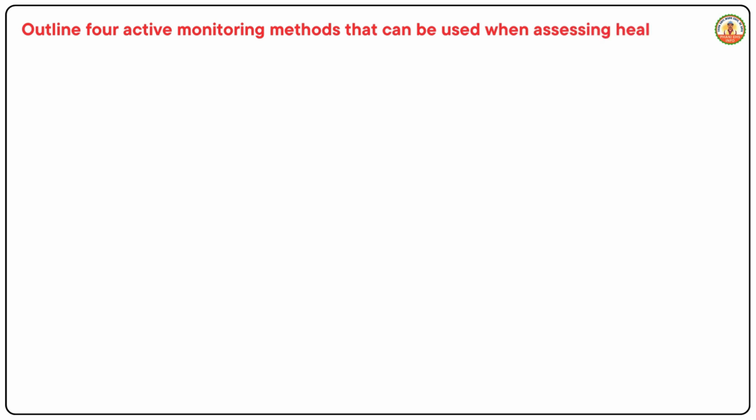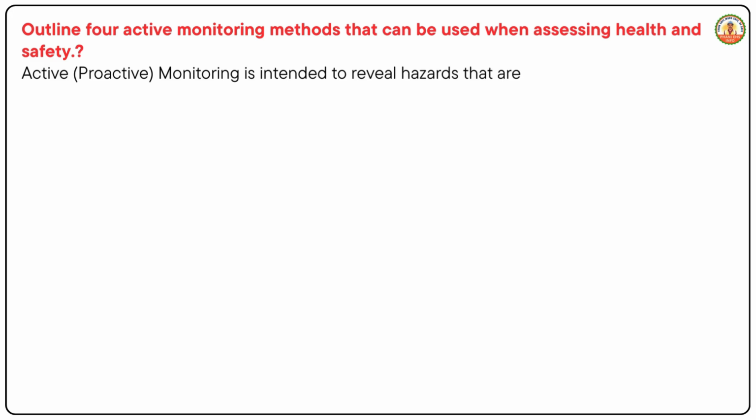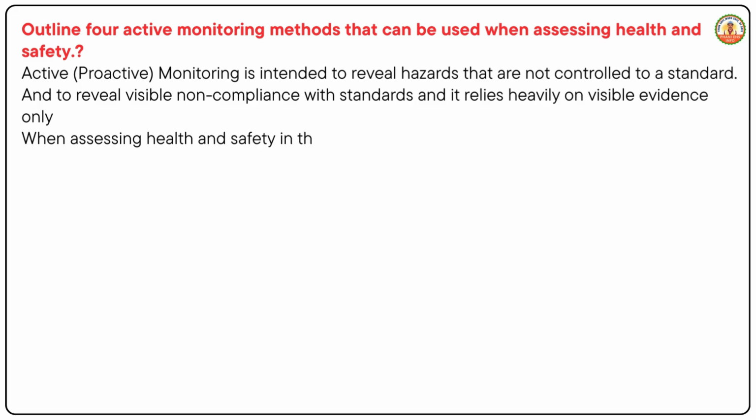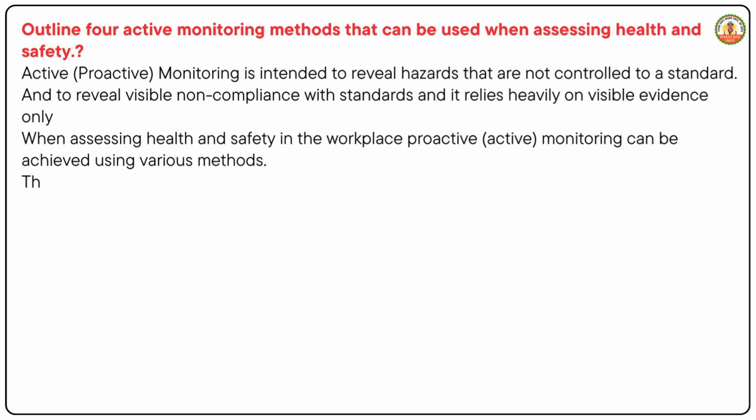Outline 4 active monitoring methods that can be used when assessing health and safety. Active, proactive monitoring is intended to reveal hazards that are not controlled to a standard, and to reveal visible non-compliance with standards, and it relies heavily on visible evidence only. When assessing health and safety in the workplace, proactive, active monitoring can be achieved using various methods.